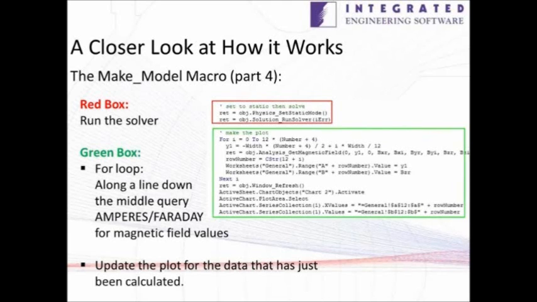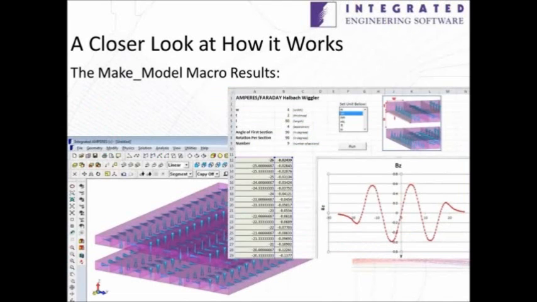So the field is computed and values are put back into the spreadsheet. When that for loop is done, then the cells that were actually filled with the code are passed to the chart so that the chart knows which cells to show. So again, when it's completed, what the user sees is the Ampere's program with the specified Halbach wiggler constructed, and an Excel spreadsheet with a data table filled in, and a plot of the magnetic field running down the center.